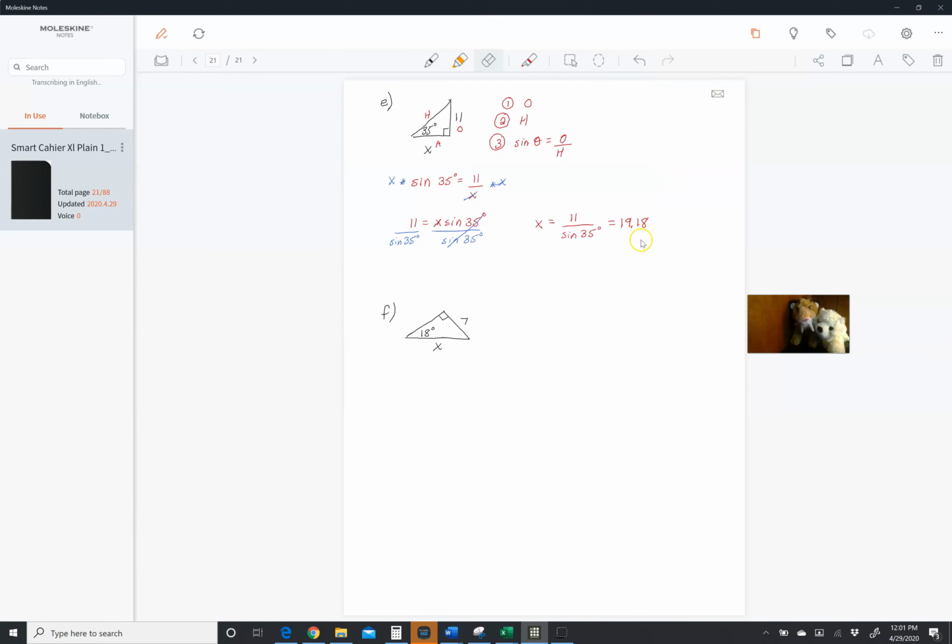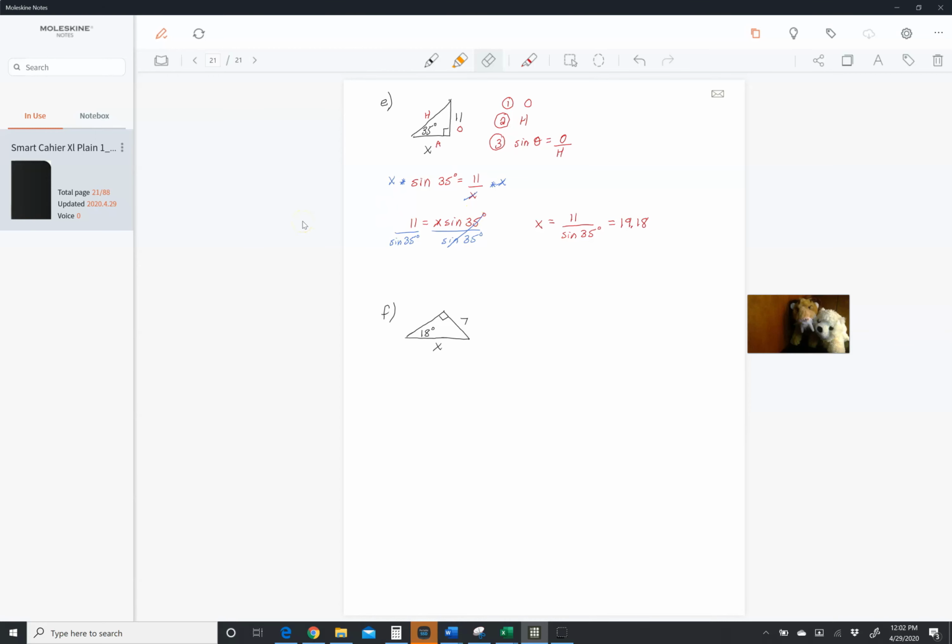Okay, so 19.18. Well, this side is an 11. Our hypotenuse should be greater than 11, and it is greater than 11. It's not much greater. This angle is 35 degrees. It's not that large, okay, or that small. So it's not going to be much greater. It won't be much different. 19.18 certainly seems reasonable, okay? That's all you're checking for, is, does it make any sense? If you got 10, that wouldn't make any sense because this is 11, your hypotenuse should be larger, okay? Those are the types of things that you're looking for.